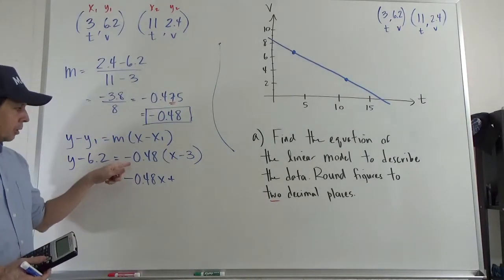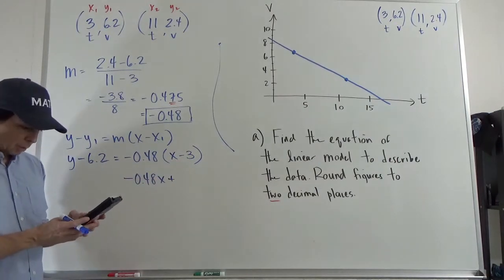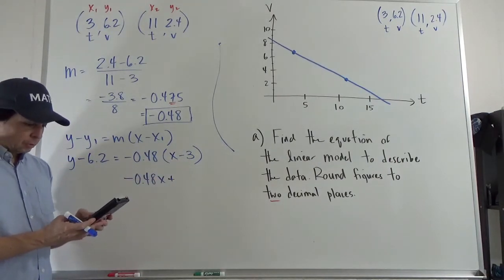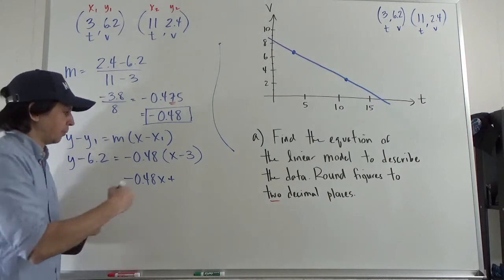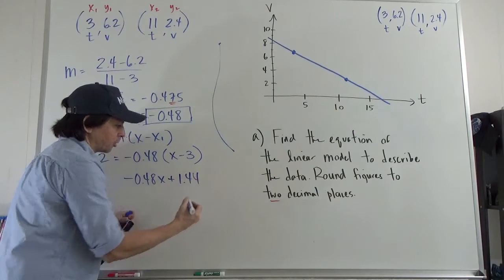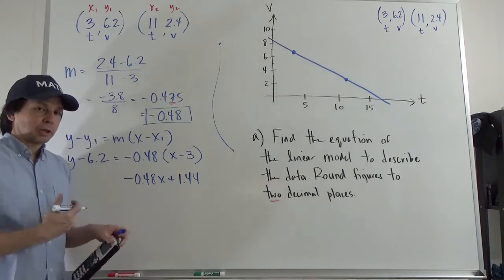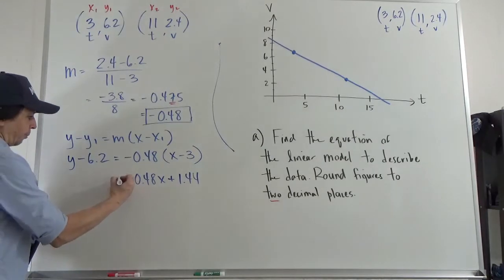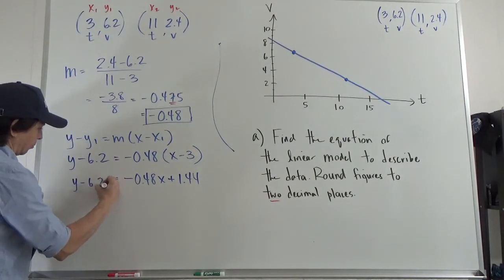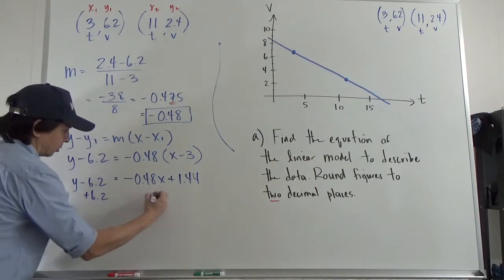Watch the signs on your own. That's a negative, distribute times that negative 3 would be a positive whatever. I don't know what that whatever is yet. 0.48 times 3 is 1.44. Again, negative times negative will make it positive. So I would make sure you are conscious and keeping the signs positive or negative in mind on your own. Don't rely on your calculator to do it. Next step, I'm going to add 6.2 to both sides.